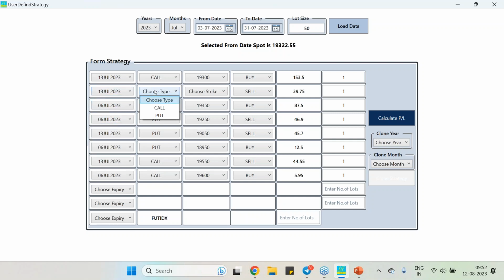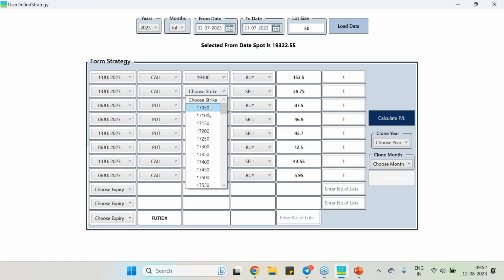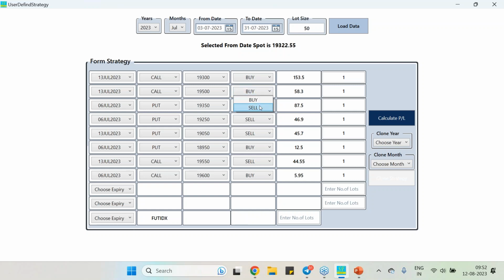But here I require the risk reward to be the same. So risk reward is the same. Maybe I will go for 19,500, so 200 means you can say 100 risk, 100 reward. So this also is a sell. Now the put will have similar things, but the date will change.